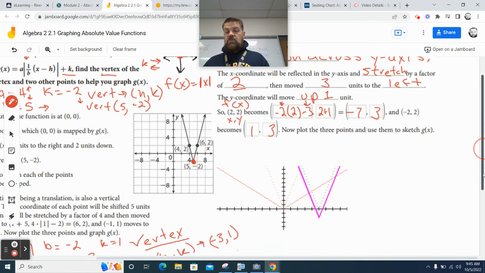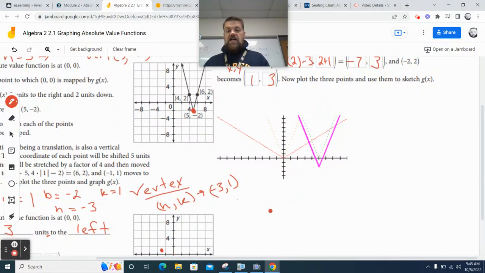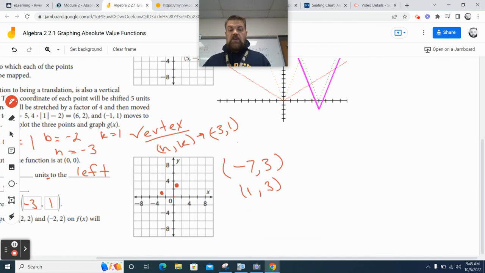So we just got to plot those 2 points and we have our graph. So we've got to plot negative 7 comma 3 and we've got to plot 1, 3, and that should do it. So I'm going to say 1, 3 over here, and then negative 7, 3 over here. And that's symmetrical, and that should be the graph. Make bigger dots if it doesn't work. And that's it. That's how you graph it. See how that worked? Any questions on that one?